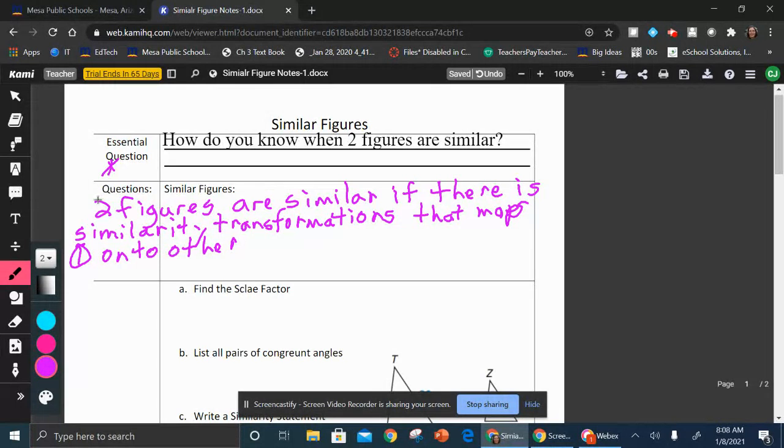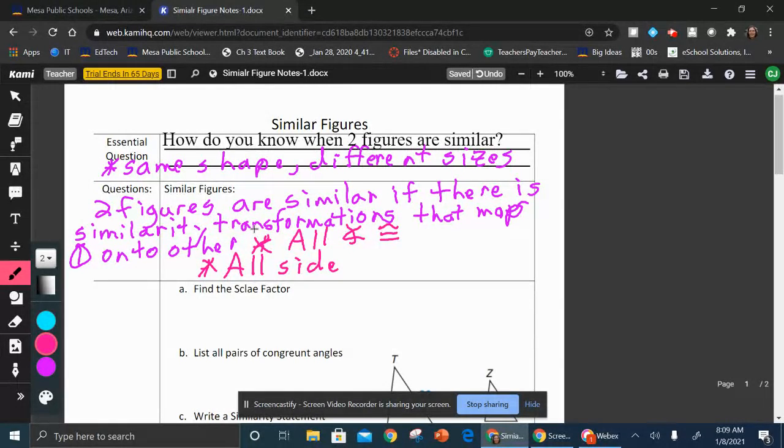Okay, so remember we talked about this earlier. That means that they're the same shape, but different sizes. So they've either been enlarged or reduced. Also remember, all angles are congruent. All sides are proportional, meaning we can either multiply or divide by the scale factor to get the sides. So they're proportional.